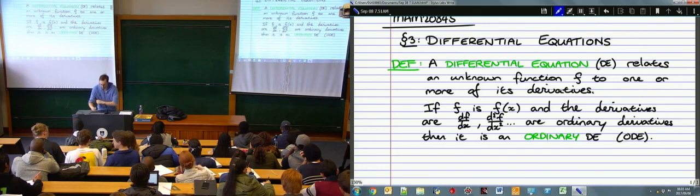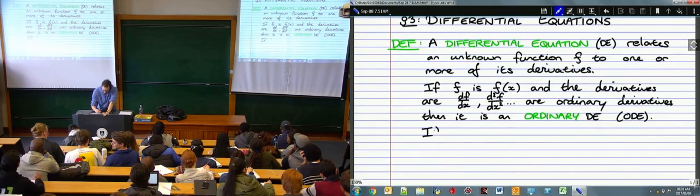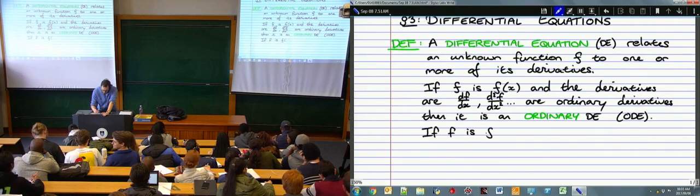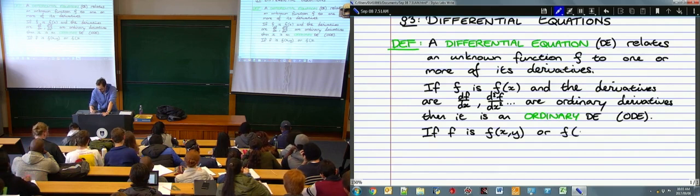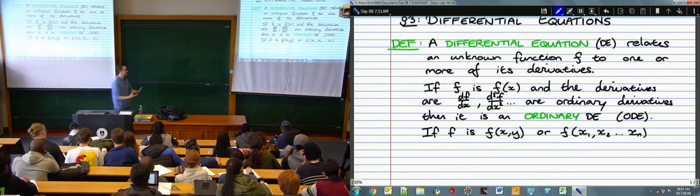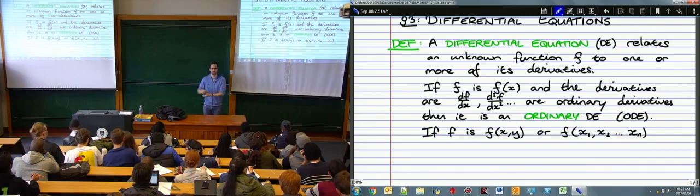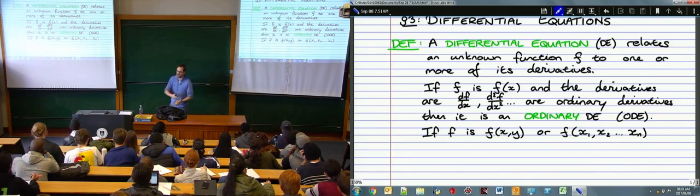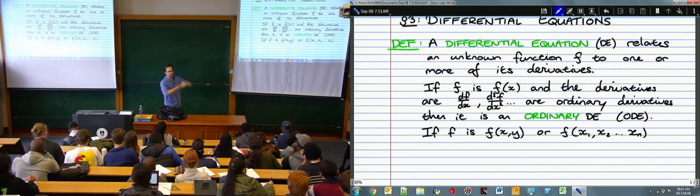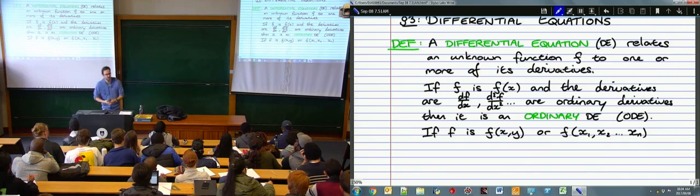Otherwise, you might have a function f. If f is f of x, y, or f of x1, x2, xn, right? If you've got a function f which isn't just a function of one variable, it's a function of many variables, and the derivatives that appear in the differential equation are not just ordinary derivatives, but they're partial derivatives. So you have a partial derivative of f with respect to x, partial derivative of f with respect to y. Then it's not an ordinary differential equation, it's a partial differential equation. And partial differential equations turn out to be more useful, but also a lot more difficult to solve.